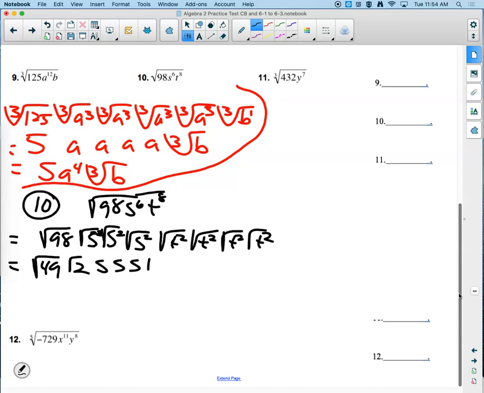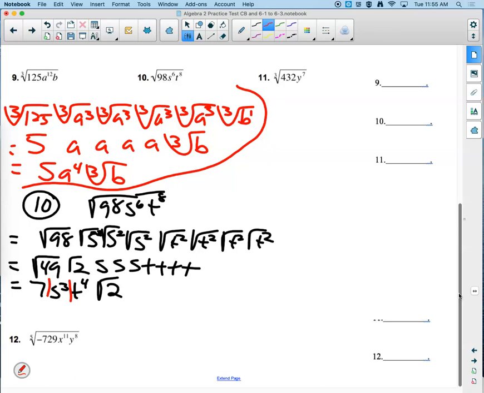S, S, S, T, T, T, T. Square root of 49 is? So we get 7s to the third, t to the fourth, square root of 2. Absolute value bars? Where? Right there.